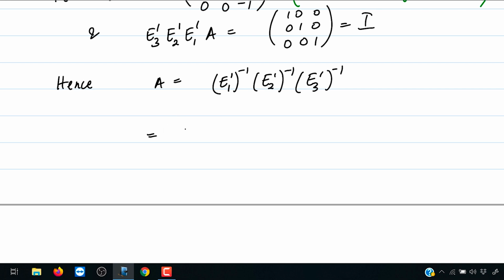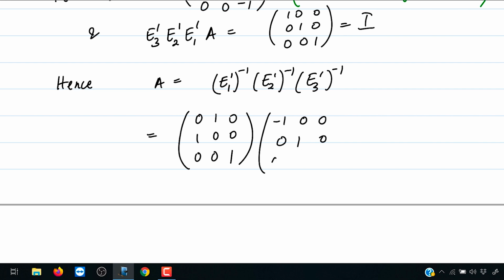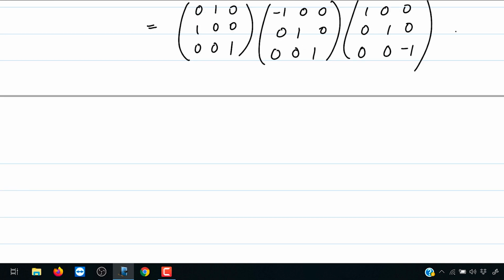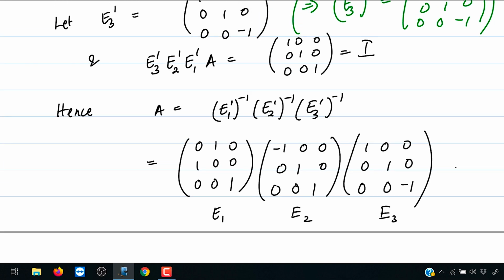So this is going to be equal to, the first one was 0 1 0, 1 0 0, 0 0 1. Times E2, which was minus 1 0 0, 0 1 0, 0 0 1, and the third one was 1 0 0, 0 1 0, 0 0 minus 1. These are precisely the matrices we were looking for. This is our E1, this is our E2, and this is our E3. That's good. Now let's look at what is A inverse.